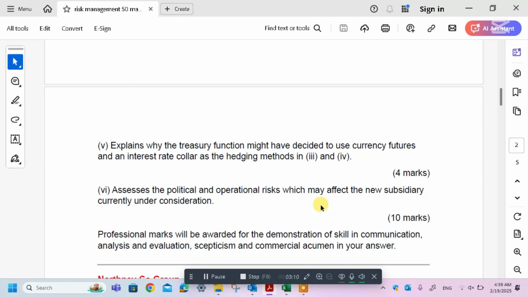Explains why the treasury function might have decided to use currency futures and an interest rate collar as the hedging methods 3 and 4. So we need to explain the reasons why out of all the methods these 2 would have been selected. Basically the advantages of these 2 we will have to mention. Assesses the political and operational risks which may affect the new subsidiary currently under consideration. 10 marks discussion. We have to thoroughly analyze, assess the political and operational risk. Professional marks are awarded.